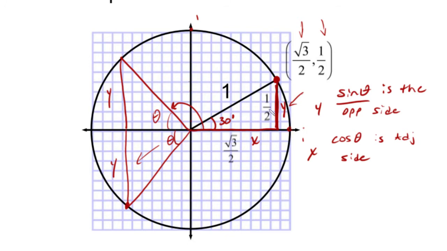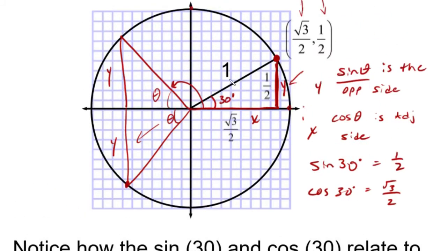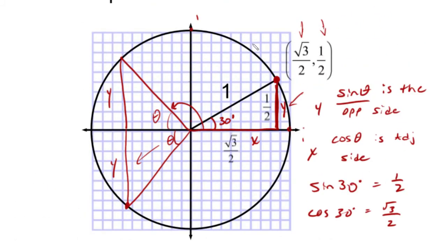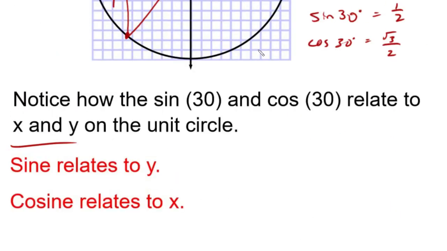Sine of the angle is just 1/2, and cosine of the angle is square root of 3/2. Notice how these relate to the x and y on the unit circle. x and y. They're the same. This is the big takeaway.